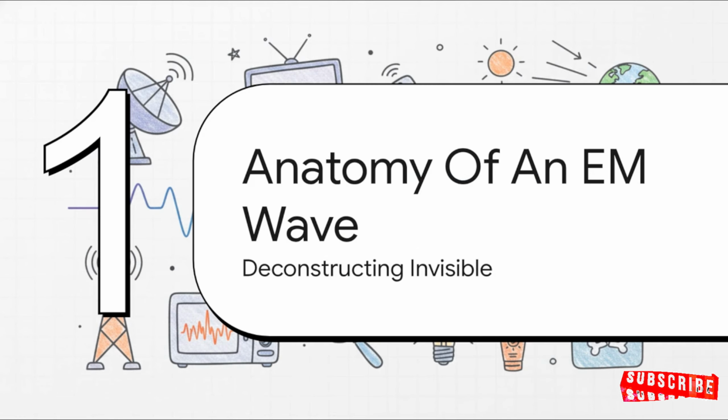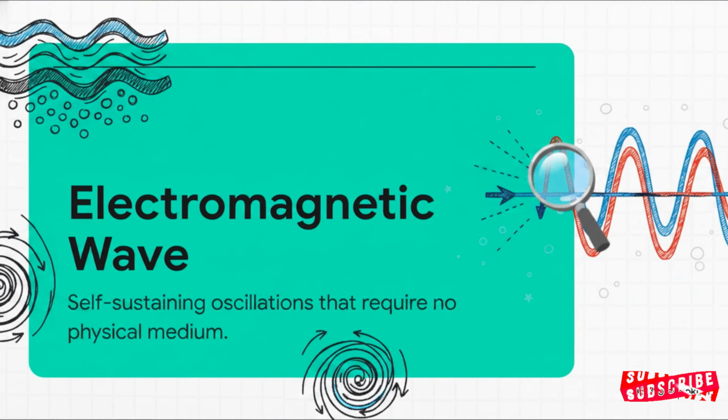Section 2. Anatomy of an EM wave, deconstructing the invisible. Before we look at the exact anatomy, we really need to address a super common misconception students often have. People tend to think of waves like ocean waves in water or sound waves traveling through the air. They think a wave always needs a material or a medium to travel through. But the most important core property you need to memorize right now is that electromagnetic waves are self-sustaining oscillations that require absolutely no physical medium. They can travel perfectly across a completely empty vacuum.